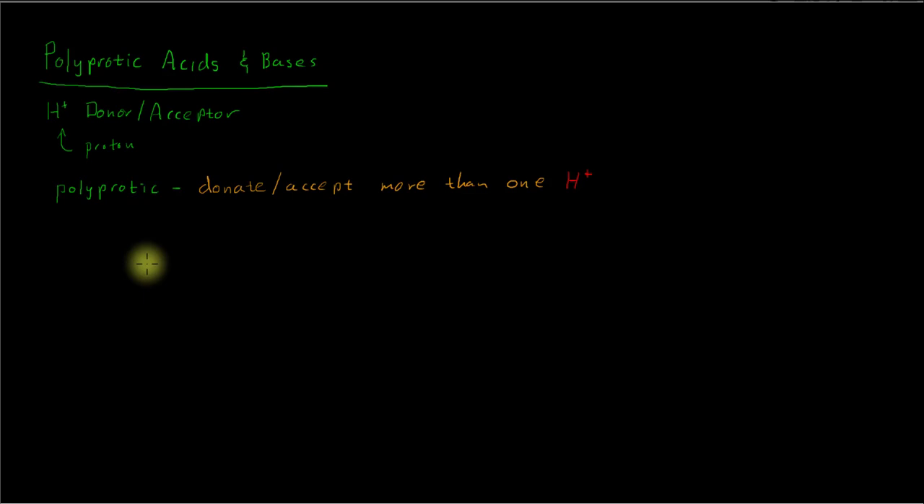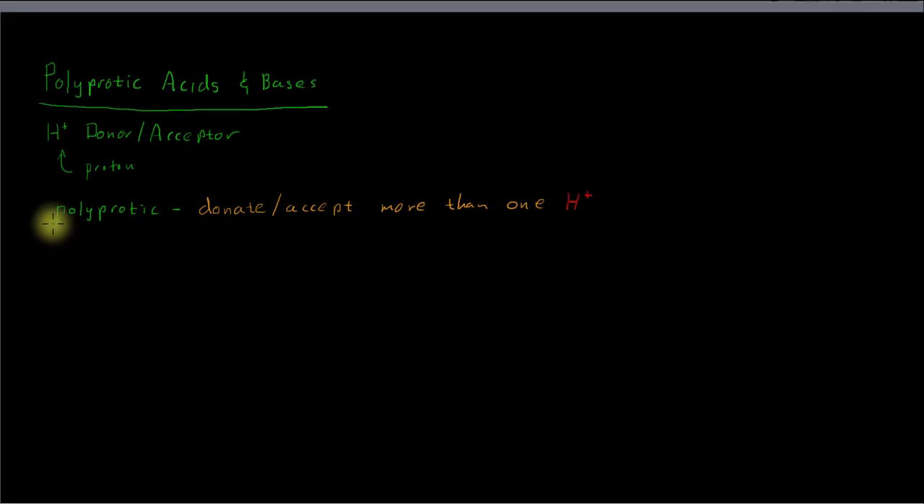So what does it mean to be polyprotic? Well, that prefix poly means many. So polyprotic simply means that you can donate or accept more than one H+ ion. So let's look at some examples of an acid. So this is phosphoric acid. And phosphoric acid has 3 hydrogen atoms attached to 3 of the oxygen atoms of the phosphate polyatomic ion. And each one of those H+ could possibly be donated to another molecule. So we would say that phosphoric acid is a triprotic acid, meaning that there are 3 donatable protons.